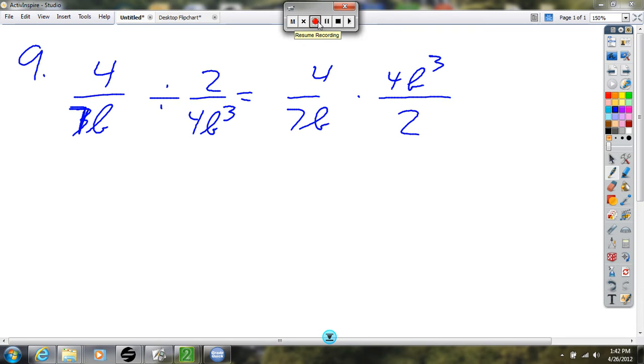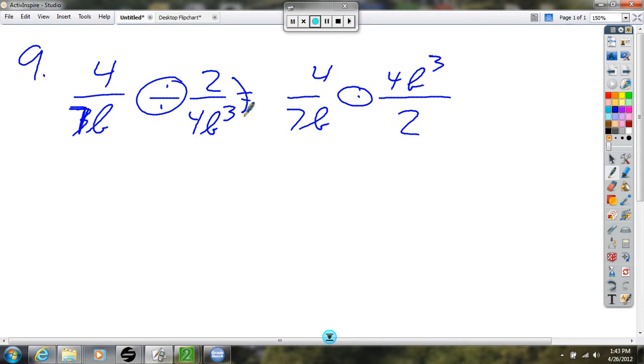Number 9 says 4 over 7b divided by 2 over 4b cubed. We cannot do a problem with division in it, so we change the division to multiplication, and when we do that, we have to take the next fraction and turn it upside down. So we're taking this number here, and we're turning it upside down over here. So all we've done is flip it.